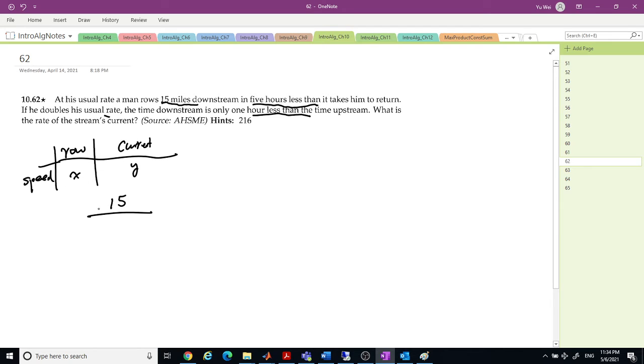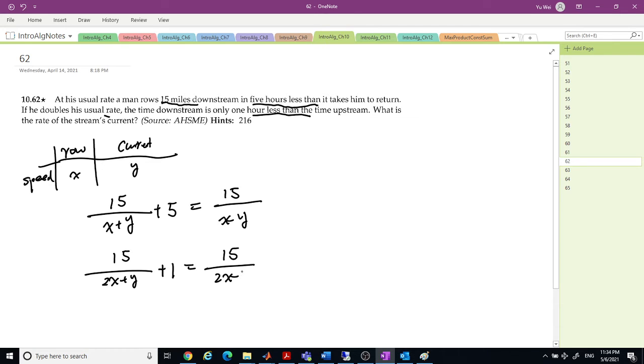So we know the 15, right? When we go downstream, it's x plus y, faster, plus the 5 hours, is equal to 15. When we go back, it's slower, x minus y. Then the other one is 15, and then 2x plus y, we doubled it, right? Then 1 hour less, 2x minus y. The question is asking what y equals.